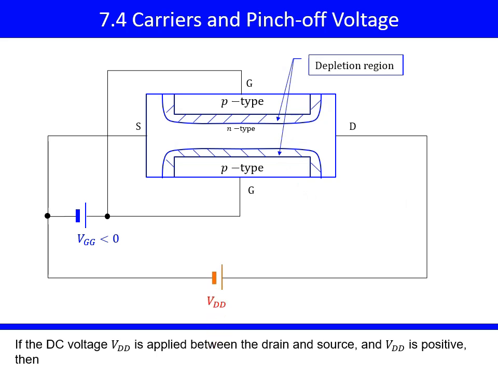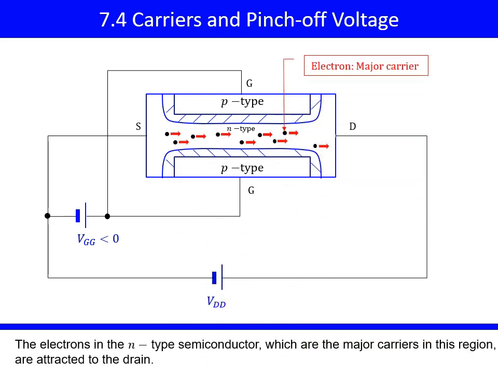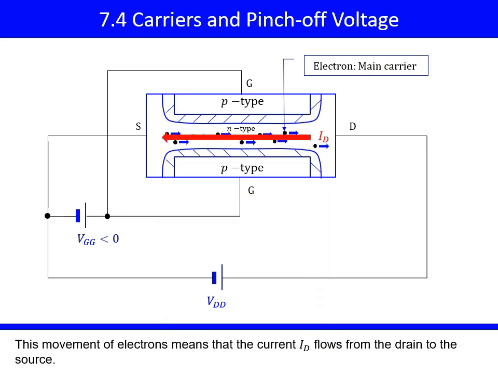If the DC voltage VDD is applied between the drain and source, and VDD is positive, then the electrons in the N-type semiconductor, which are the major carriers in this region, are attracted to the drain. This movement of electrons means that the current ID flows from the drain to the source.